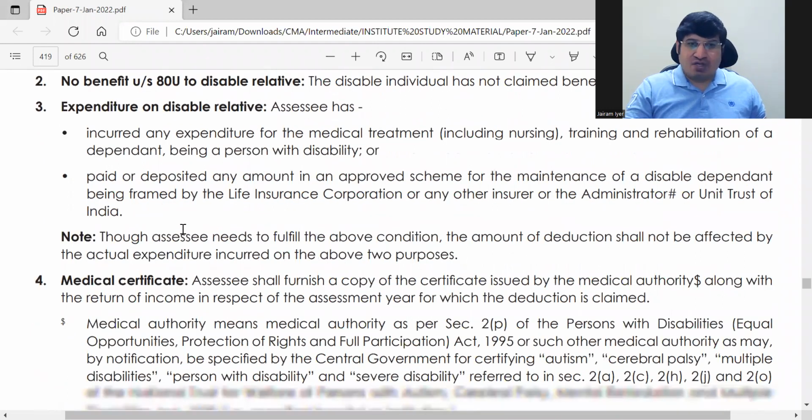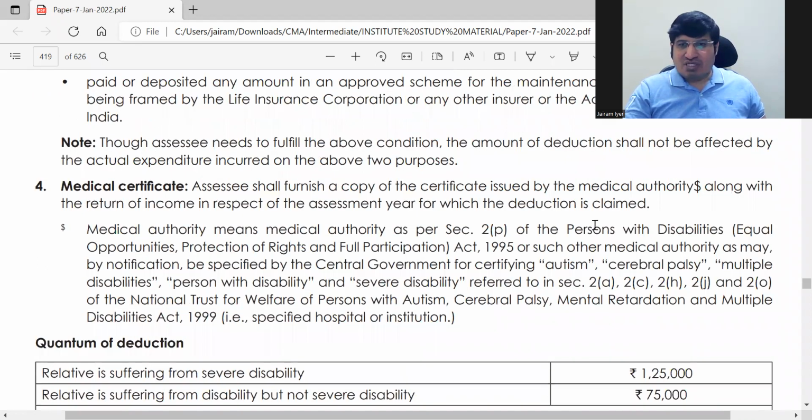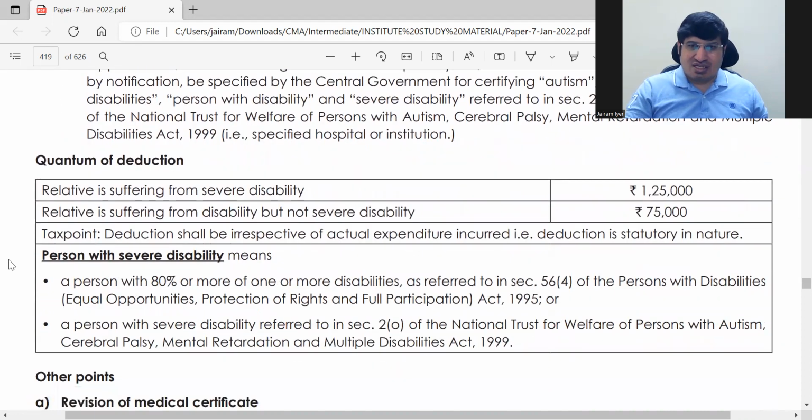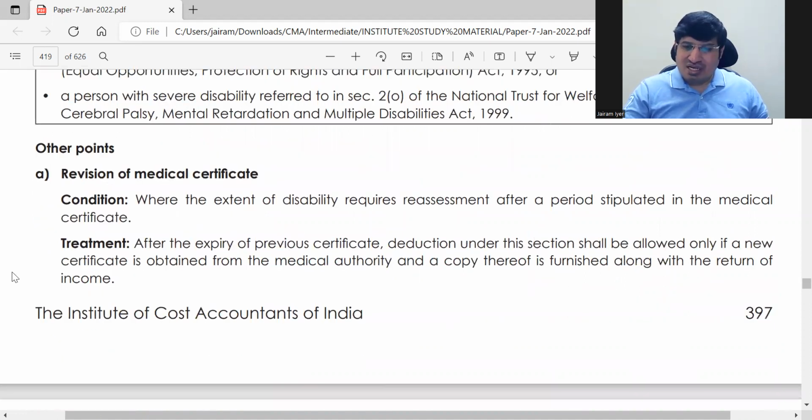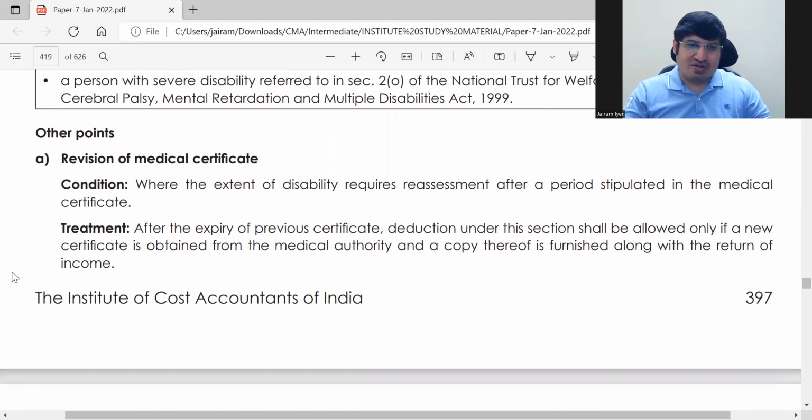And the medical certificate must be issued by whom? By the medical authority. इतना ही आपको याद रखना. Done. This section is done. You have to revise the medical certificate wherever it is required. Wherever it has expired, you have to renew it.